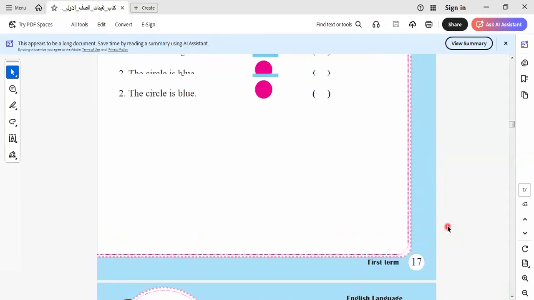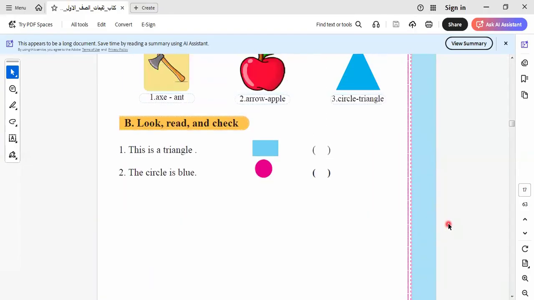Here we end from unit 2. Next class, I will start unit 3.